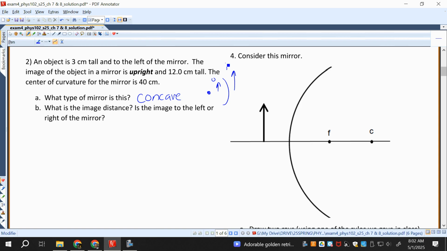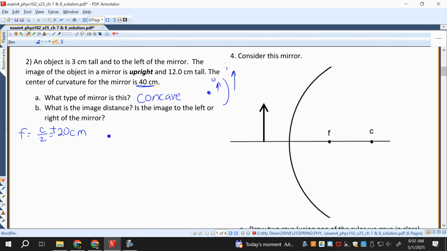That means that the focal length is going to be positive. I can go and write that down actually. The focal length is equal to the center of curvature divided by 2. That's going to be 40 divided by 2, or 20 centimeters. That's the center of curvature right there. And because it's concave, it is a positive focal length.